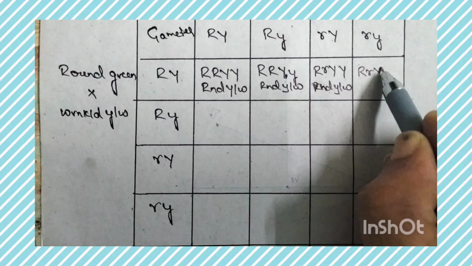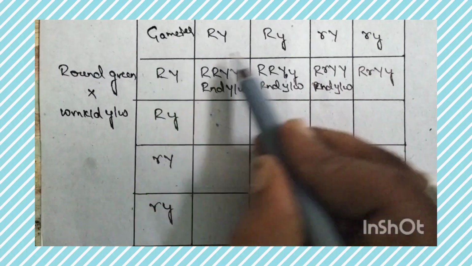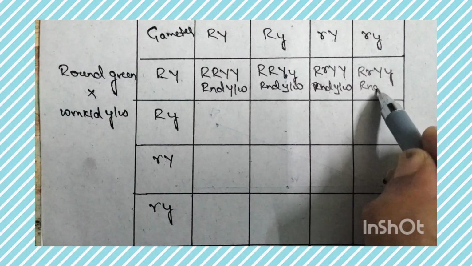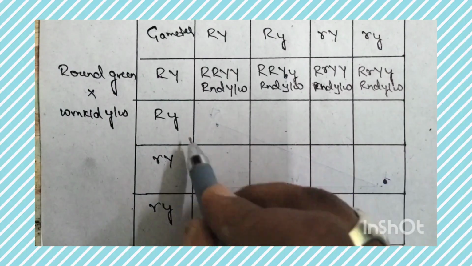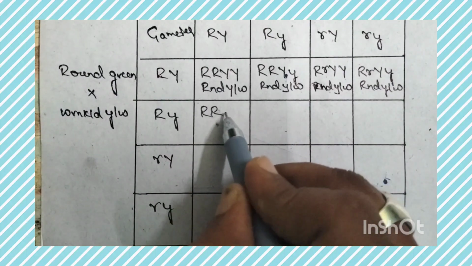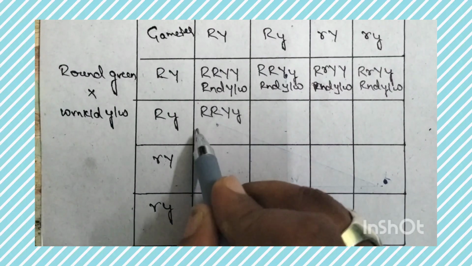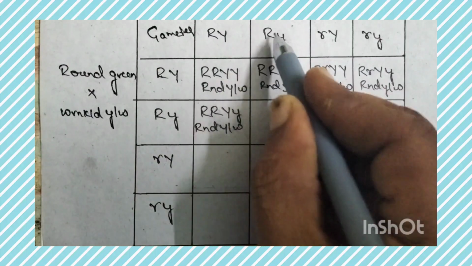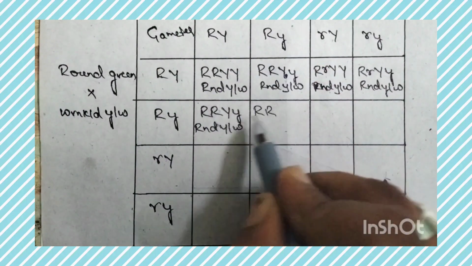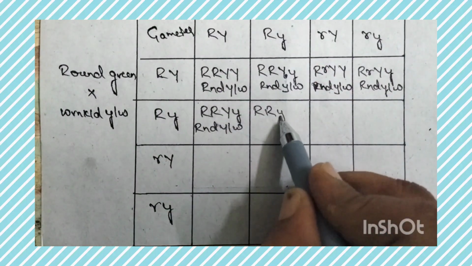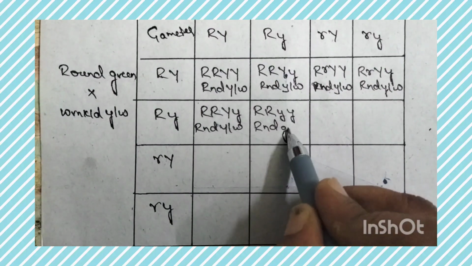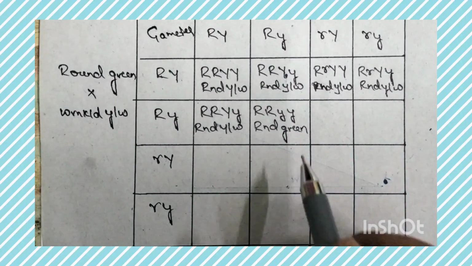Capital R, small r, capital R, small r, capital Y, small y. Again round yellow. Capital R, capital R, capital Y, small y. So round yellow. Capital R, small y, small y. The shape of the seed is round, but it is green in color, round green.